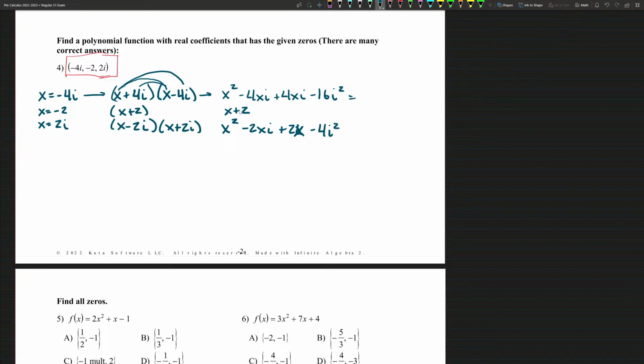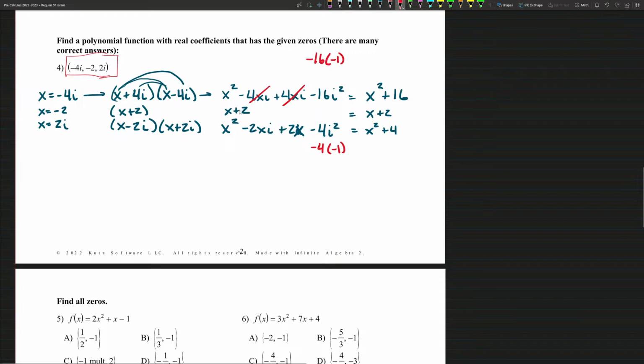If we simplify, this becomes x squared plus 16. This is still x plus 2. And this is x squared plus 4. The reason it becomes plus 16 and plus 4: the minus 4xi and plus 4xi cancel, and then negative 16i squared is really negative 16 times negative 1, which becomes positive 16. Same thing down here. We get negative 4 times negative 1, which becomes positive 4.